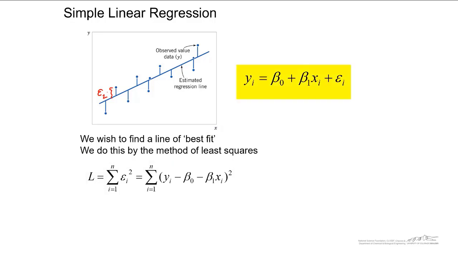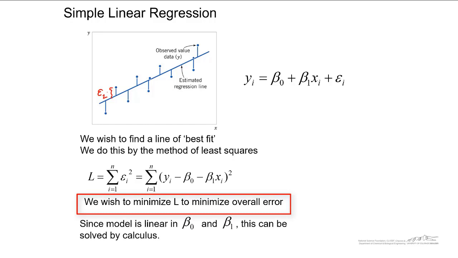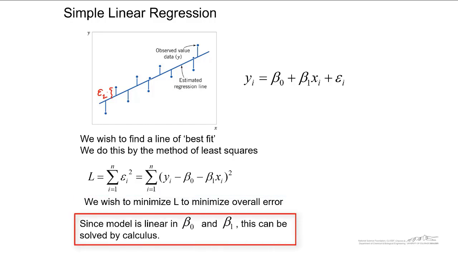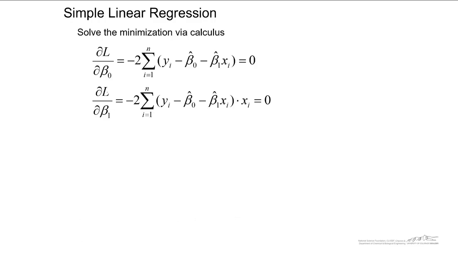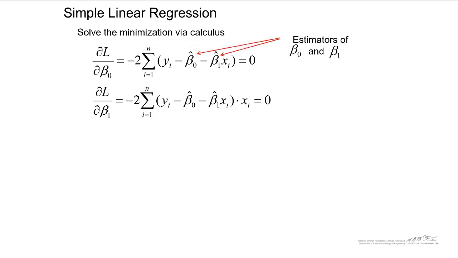If we solve for epsilon in this equation up here, that'd be yi minus beta naught minus beta 1 xi, and we square that. So this is how we can find the least squares, or L. We wish to minimize L to minimize the overall error. Since the model is linear in beta naught and beta 1, this can be solved using calculus. So we can take the partial derivative of L with respect to beta naught and beta 1, and we get the following. It's beyond the scope of this class how we get this, but we have these beta naught hat and beta 1 hat, which are estimators of our true intercept and slope.